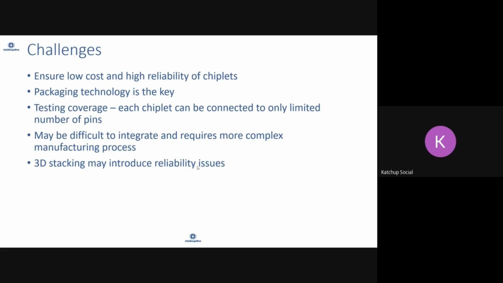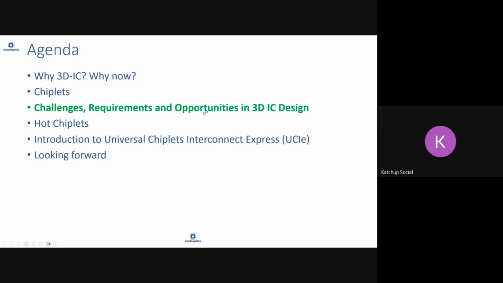People are trying to overcome these challenges so that they can take advantage of the points we talked about. So let's go into a little more detail on this particular technology, chiplet-based 3D ICs. Let's understand what the challenges, requirements, and opportunities are in 3D IC design.